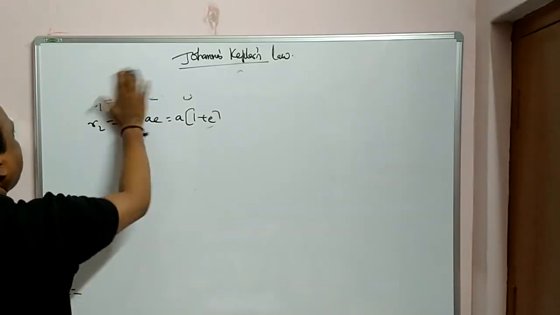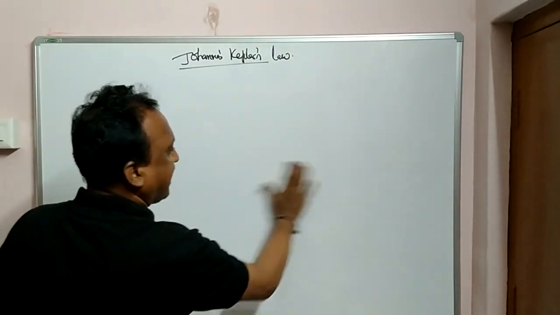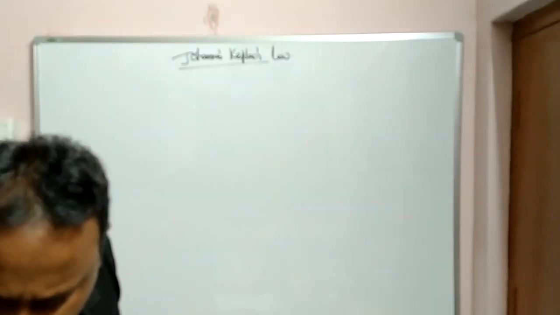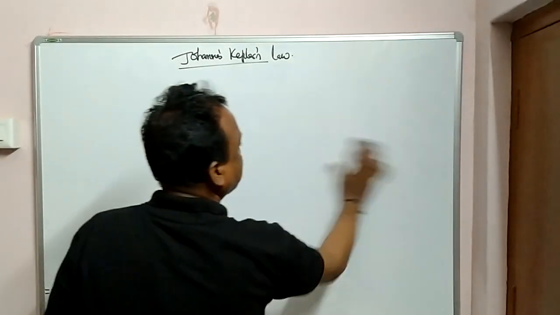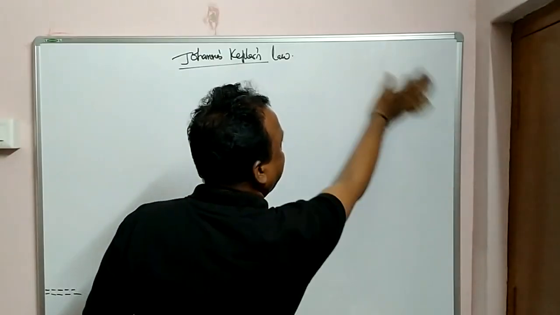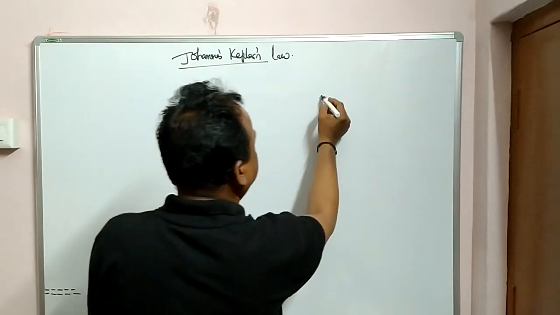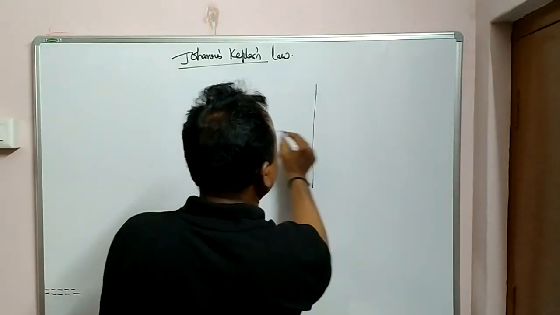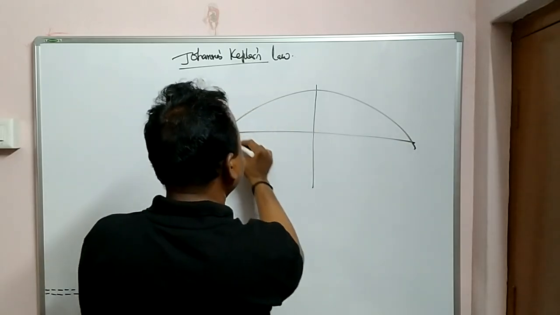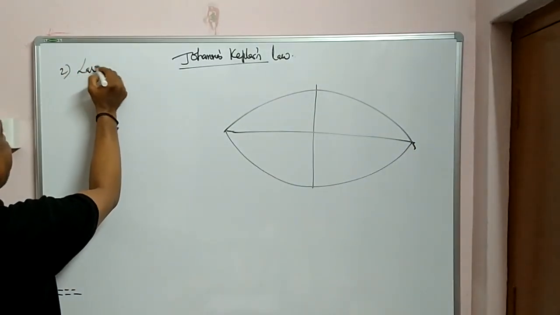Okay, now Kepler has given his second law also. What is the second law? We'll see what the second law says. See, the second law is nothing but the law of areas. What does that mean? Look. The second law is nothing but the law of areas. So this is an ellipse.